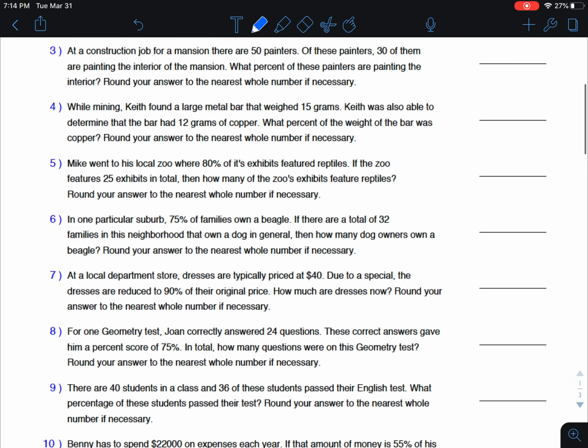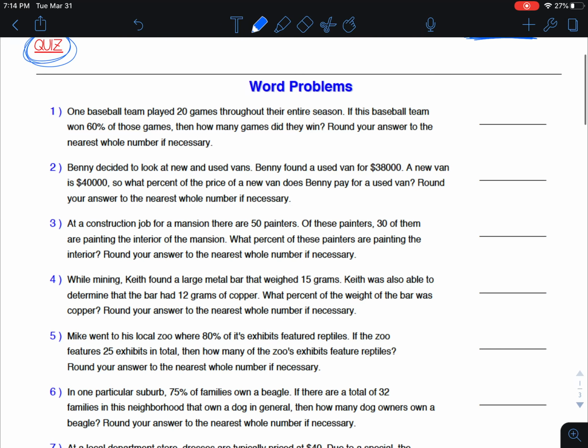Okay, I am going to go over a couple of these with you just to walk through these. I'm not giving answers, but I am helping you with the setup. So if you look on the first one, one baseball team played 20 games throughout their entire season. So that's their total. So this right here is your total, right? And this is your percent. And it's asking you then how many games did they win? So they're looking for the part on this one. So you're going to set it up as 60 over 100 equals X over 20, right? Cross multiply, divide, and solve.